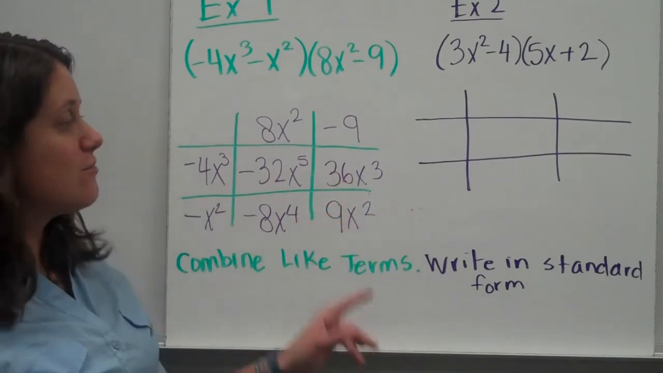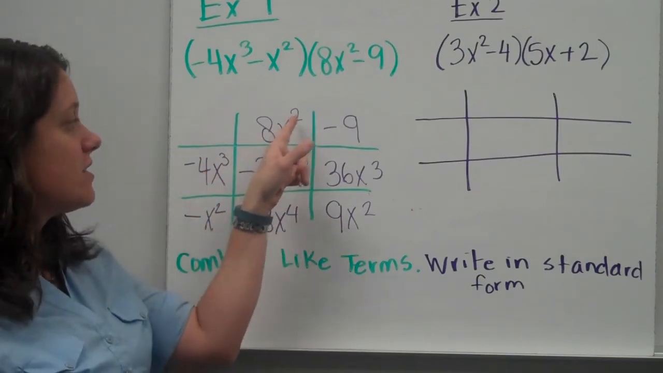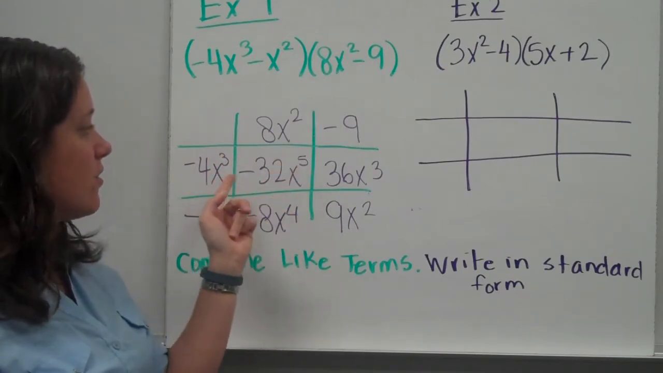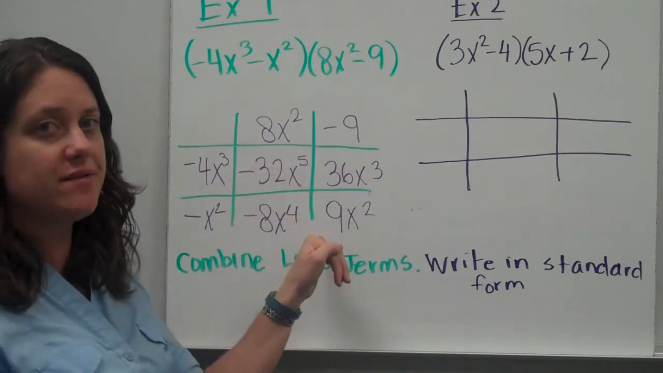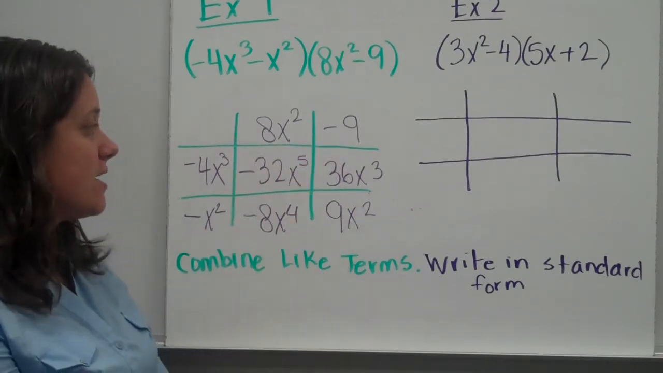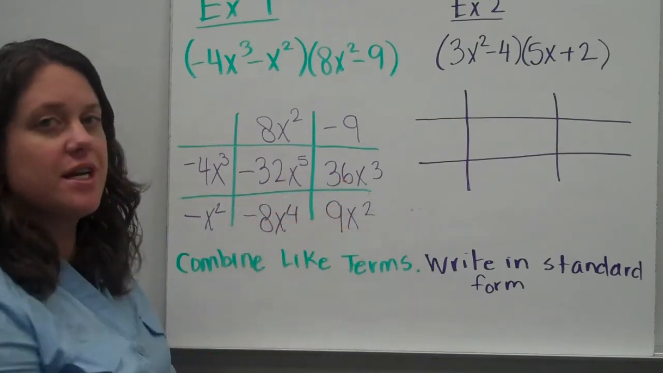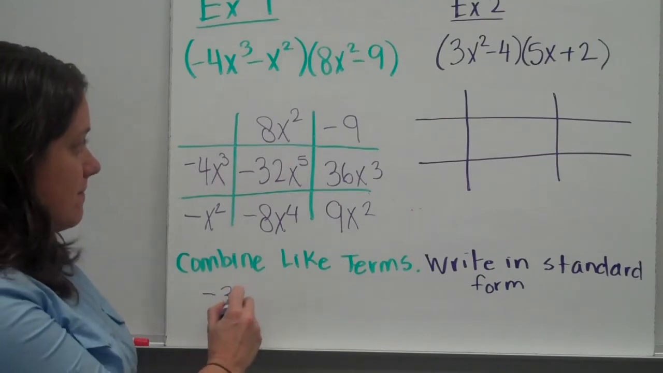Okay, so again, as you're multiplying, you multiply the coefficients, so negative 32, and you have x squared and x to the third, so that makes x to the fifth. Okay, so you go through and do that for each one. Remember, if you have a negative times a negative, it gives you a positive answer. So then you're going to go back and combine like terms. So I see x to the fifth, x to the fourth, x to the third, and x squared, so I can't combine those. So I write it in standard form.